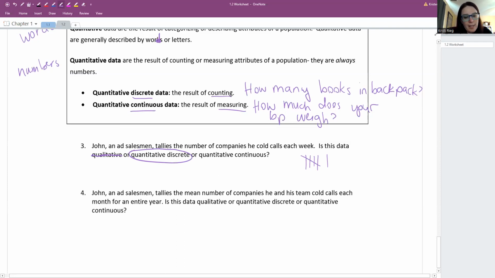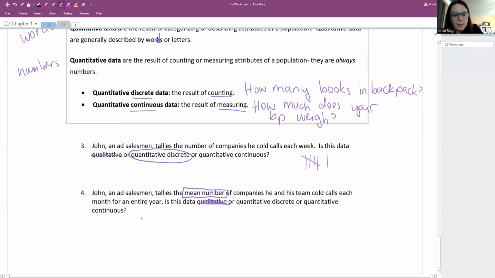Okay, next, he is getting the mean number of companies, the average, another chapter 2 topic, but you've heard of average before, so you have a general idea of it, even if you don't remember all the details. He's finding the average number of companies his team calls each month for an entire year. So right off the bat, it says number. We know it's a number because it says number. Okay, so it's not qualitative. Now, is it continuous or discrete?